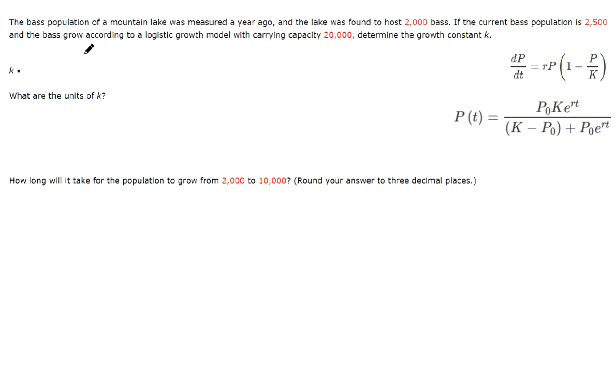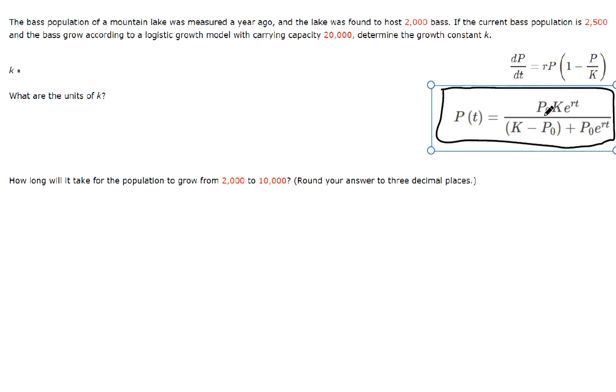We're told the vast population grows according to a logistic growth model. So there's two things that come from our textbook. There's the differential equation that represents a logistic growth model, and then there's the solution. The textbook derives the solution to that equation, depending on the initial population.